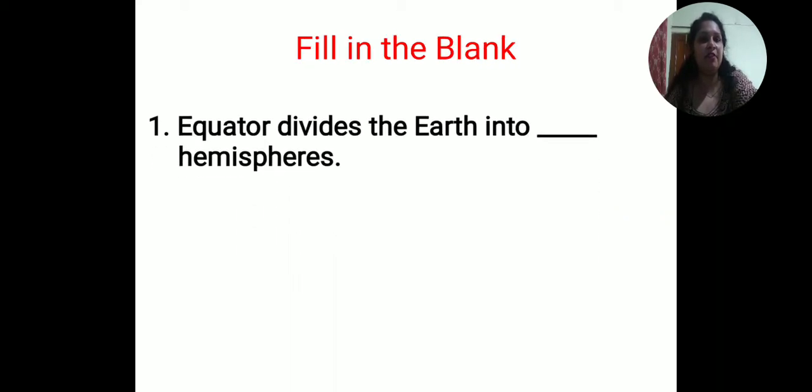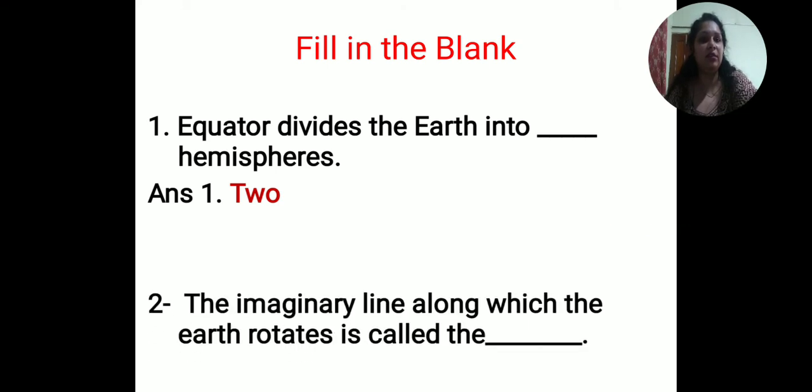Now we will take the fill in the blanks. Equator divides the earth into dash hemispheres. So how many hemispheres does the equator divide the earth into? The answer is 2. Equator divides the earth into 2 hemispheres. Or you can write the answer equal also. Equator divides the earth into equal hemispheres. There are 2 equal hemispheres.